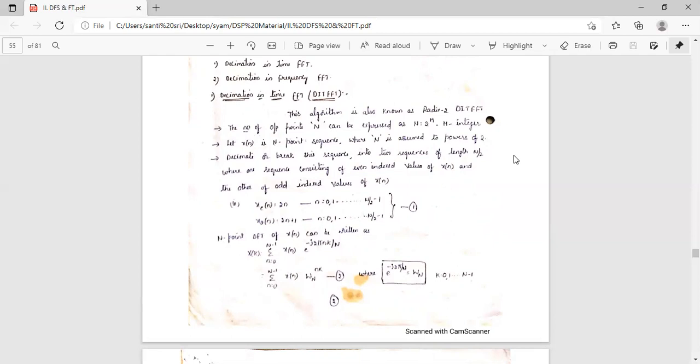Okay. So sigma n equal to 0 to N minus 1 x of n into e power minus j 2 pi by N is nothing but W_N. So it is W_N power nk, where e power minus j 2 pi by N equal to W_N. Here k is varying from 0 to N minus 1. That is equation number 2.